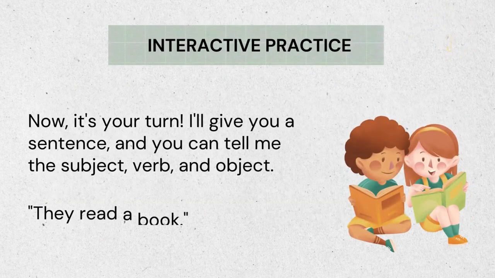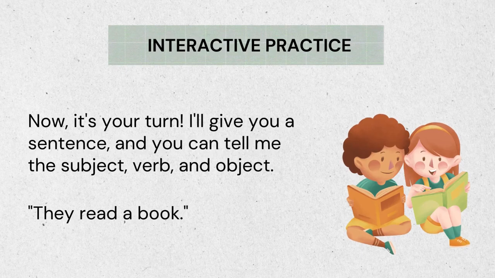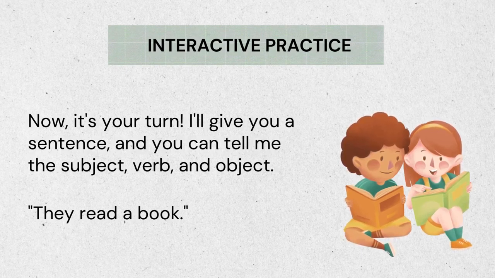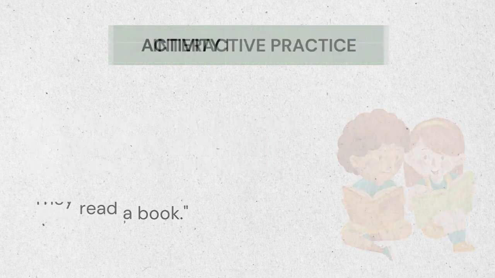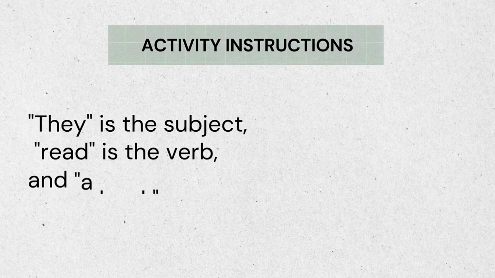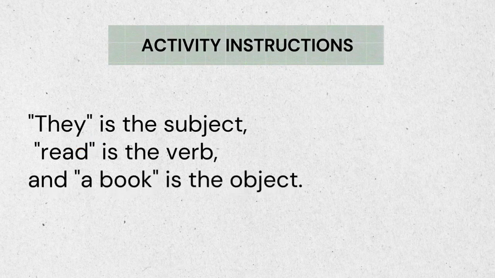Let's start interactive practice. Now, it's your turn. I will give you a sentence and you can tell me the subject, verb, and object. They read a book. They is the subject. Read is the verb. And a book is the object.